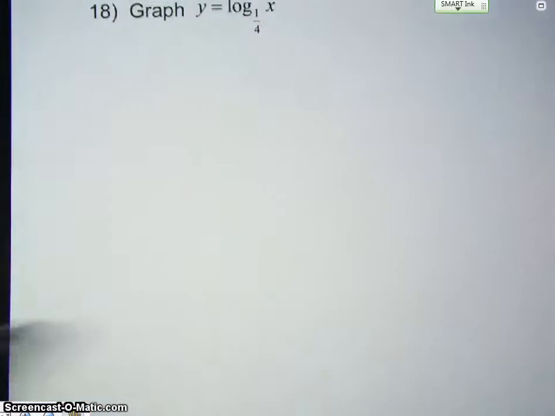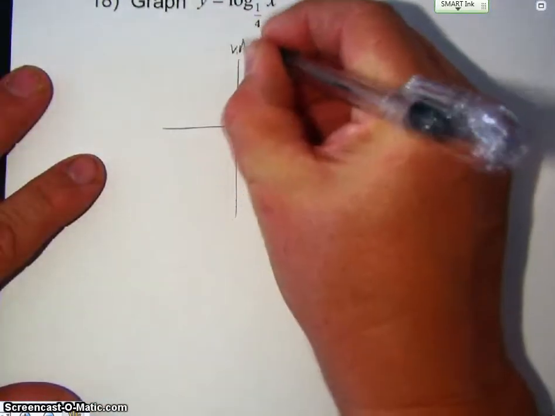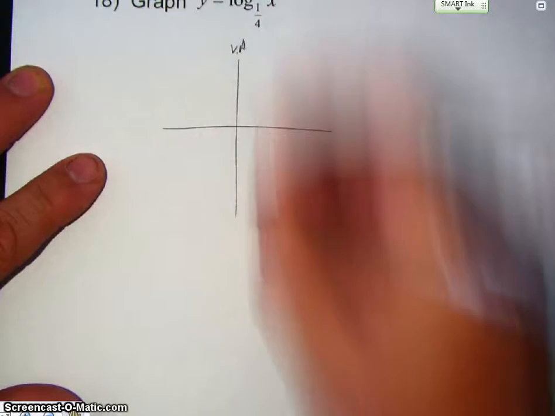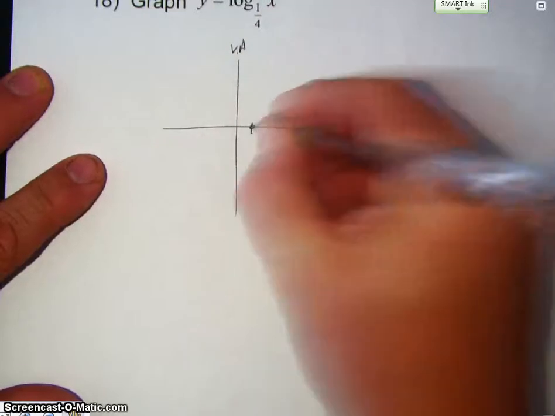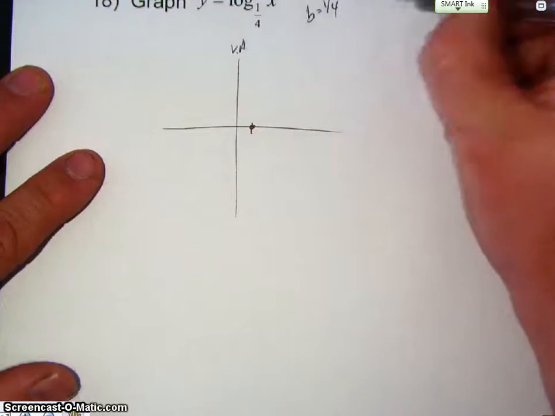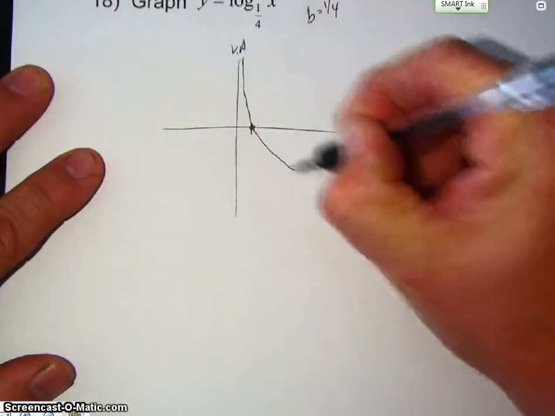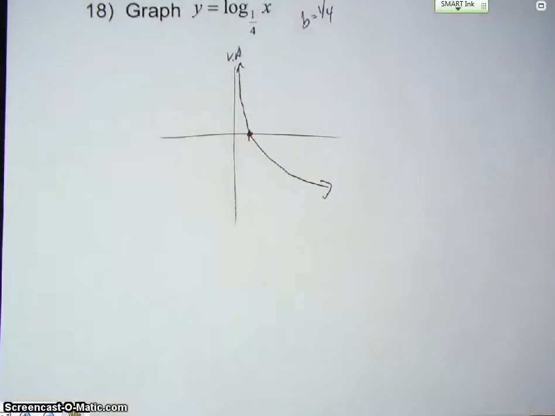And the last example. Again, here's my vertical asymptote, so I cannot touch this line or cross it. My x-intercept is at 1. b is 1/4, which is less than 1, so therefore my graph is that. That's all there is to graphing logs.